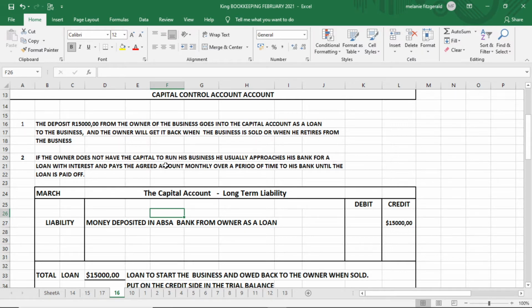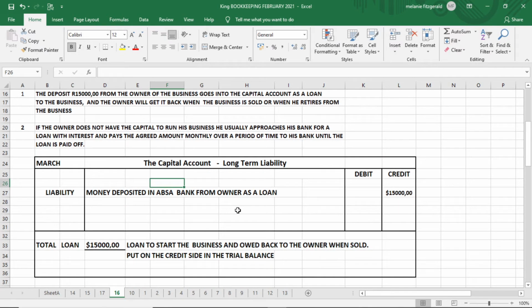So basically, all small businesses that start off don't have the money to run them. So the owner usually puts in 10, 50, whatever amount, and that just helps the business over a period of time. When the business becomes profitable, it can start paying him back, or it can carry on on its own two feet. So in the beginning, the owner usually puts money in. That's really what it is.